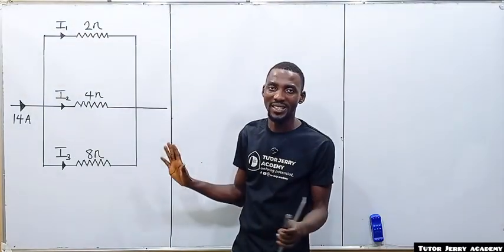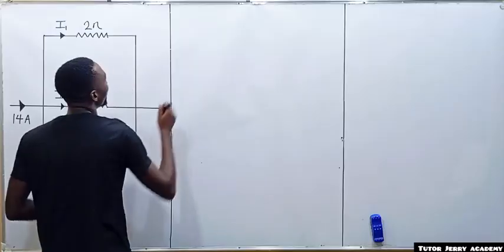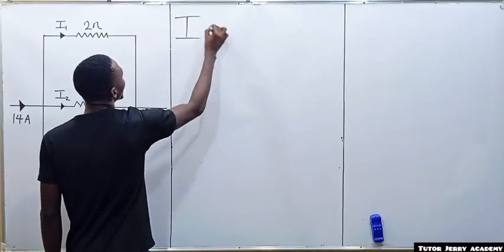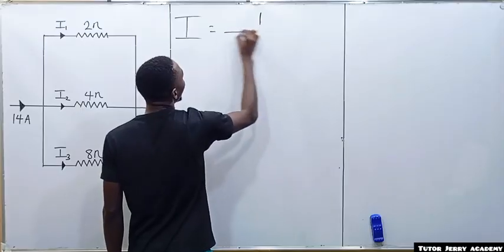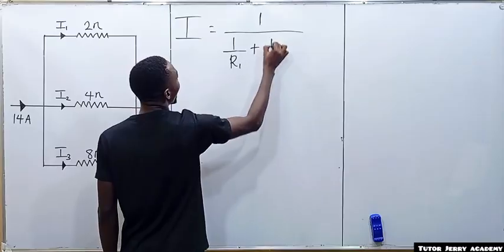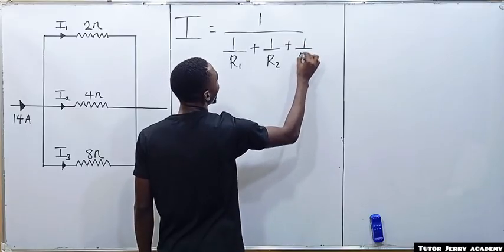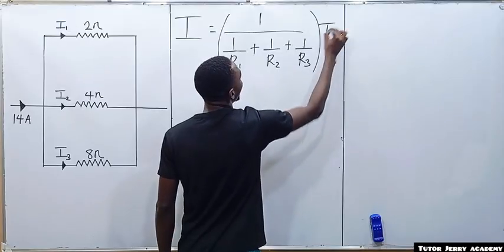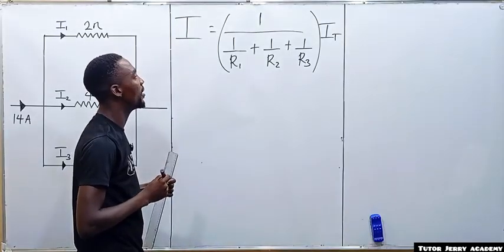But if I don't want to do that, I'm just going to say, if I have 3 resistors in parallel, I1 is going to be 1 all over R1, all over 1 all over R1 plus 1 all over R2 plus 1 all over R3. Then multiply by the total current that is entering the circuit. I hope we understand this.